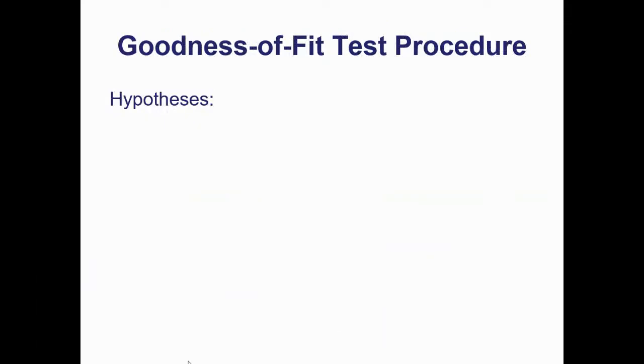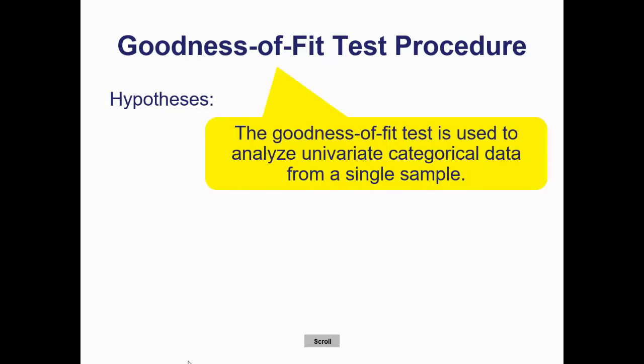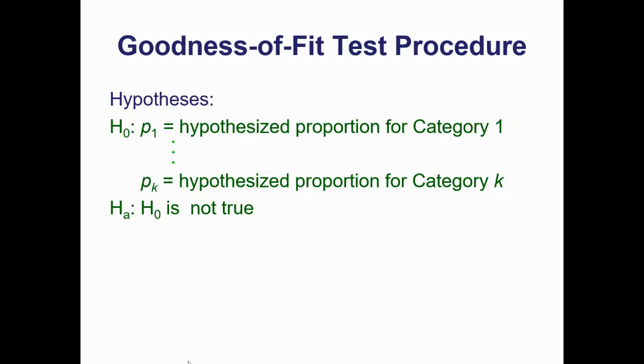So let's talk about our hypotheses. We've already kind of touched on them, but let's touch on them again. The null hypothesis is p1 all the way to pk, where the hypothesized proportions are for category 1 all the way to category k. The alternative is simply that H naught is not true. This is almost as simple as it gets for writing hypotheses, just equals and not equals.